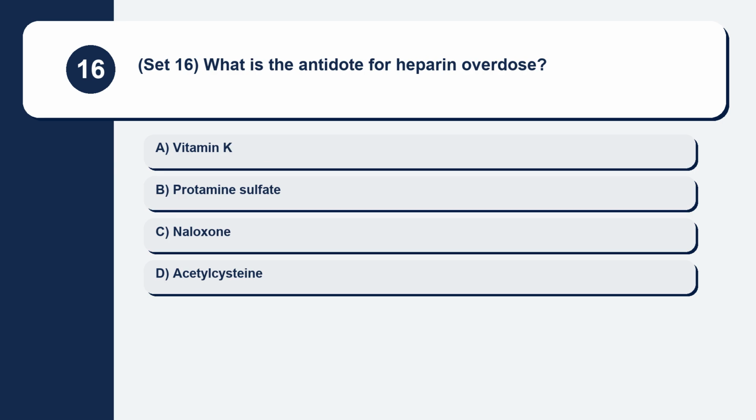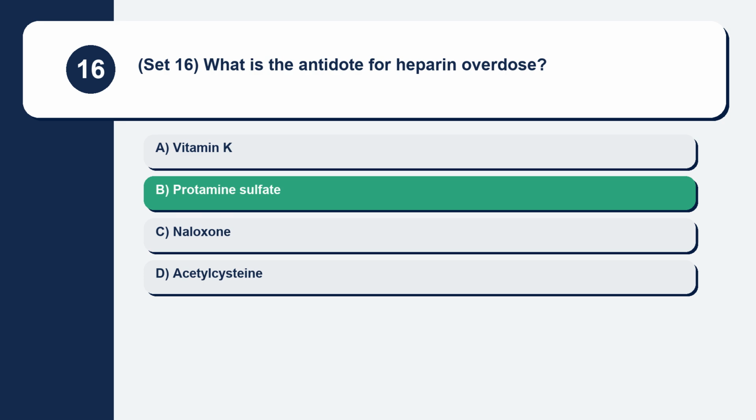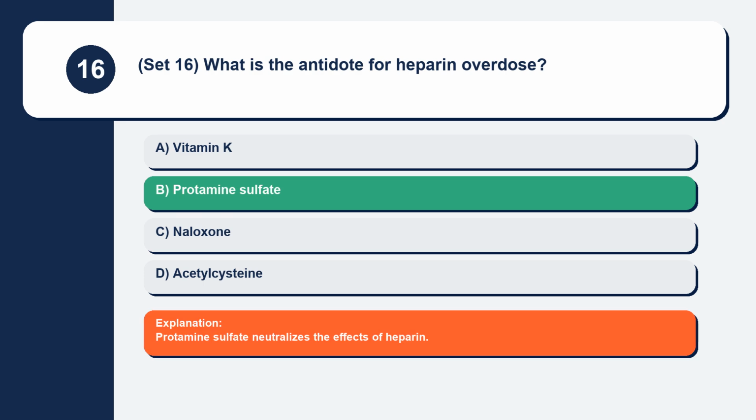Question 16, Set 16. What is the antidote for heparin overdose? Vitamin K, protamine sulfate, naloxone, acetylcysteine. Protamine sulfate neutralizes the effects of heparin.